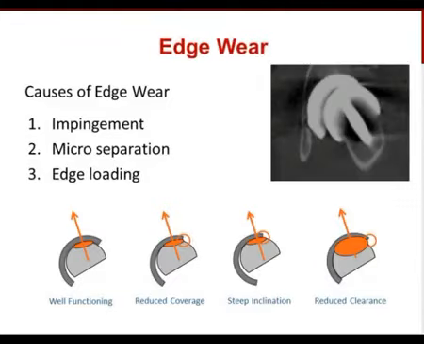Edge wear can occur when the hip impinges. It can occur with microseparation during ambulation and other activities, and it can occur with edge loading. Edge loading, again, occurs when the contact area, the wear area, is outside the limits or the edge of the cup. This may be due to reduced coverage of the cup. A lot of these metal-on-metal cups were less than a hemisphere. Steep inclination or a vertical position of the cup can also lead to edge wear. And finally, reduced clearance.